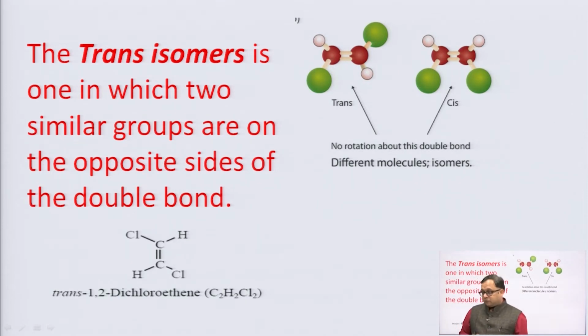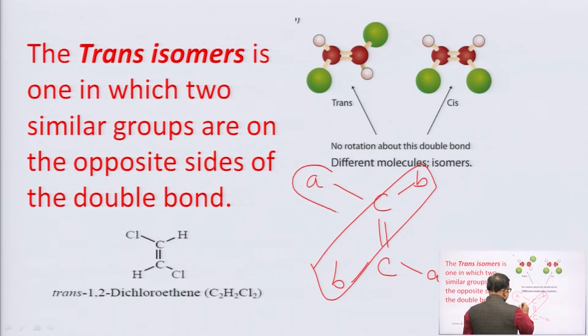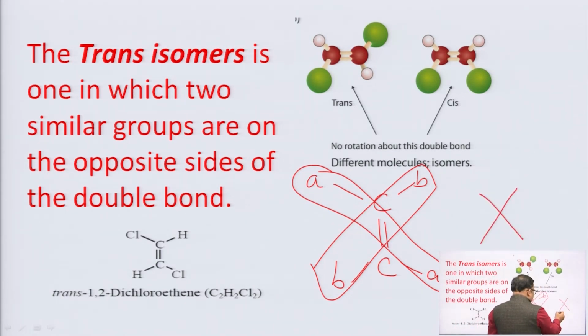And what is a trans isomer? In a trans isomer, the similar groups are present on the opposite side of the double bond. This means the two similar groups B, B are present on the opposite side and A, A are present on the opposite side. They are making a structure like X. If the groups make an arrangement like X, we call the structure trans.